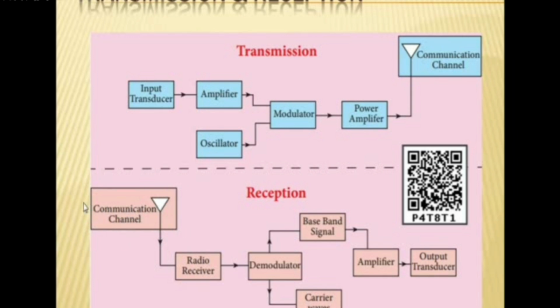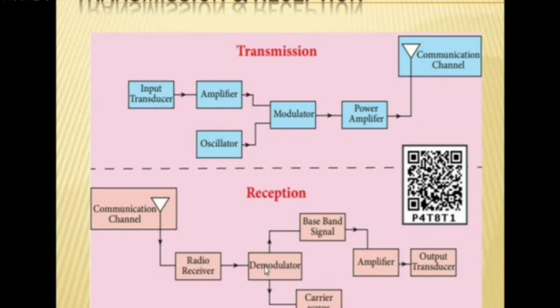Here the antenna receives the signal. After receiving, the signal is given to the radio receiver. The radio receiver receives the signal, then it is given to the demodulator. Initially it is a modulator in transmission. In reception, it is a demodulator.